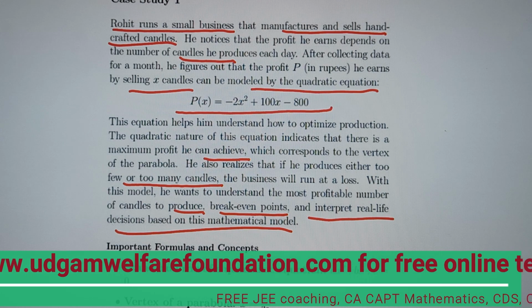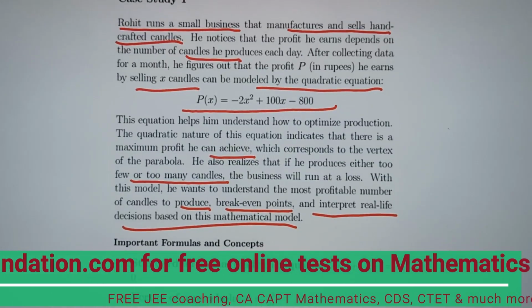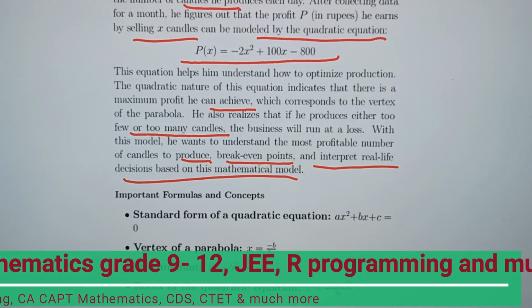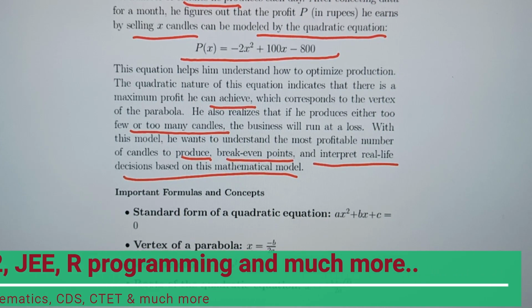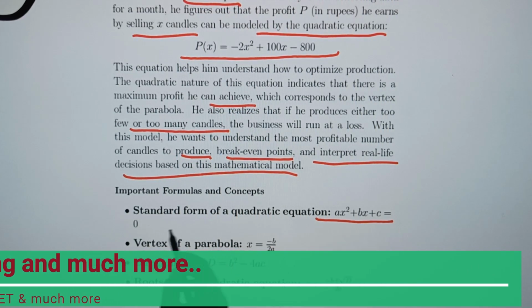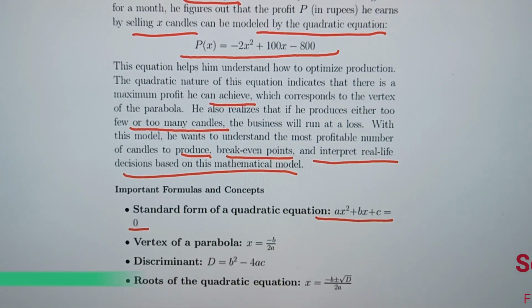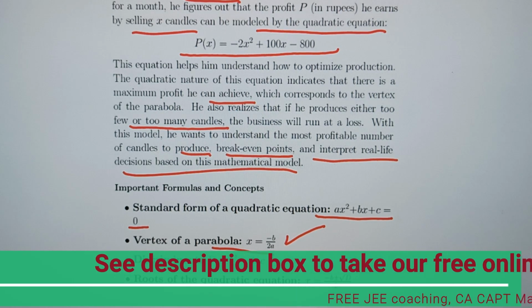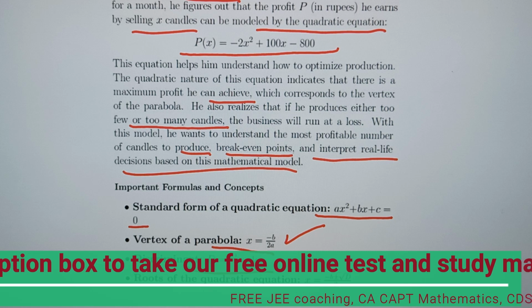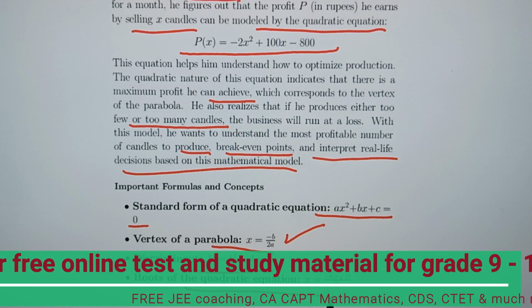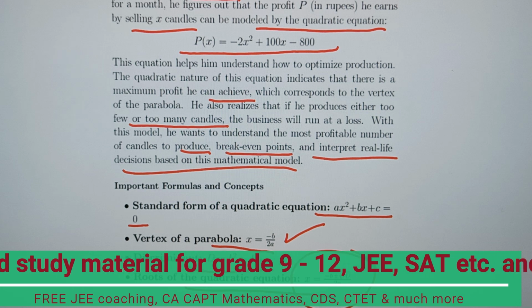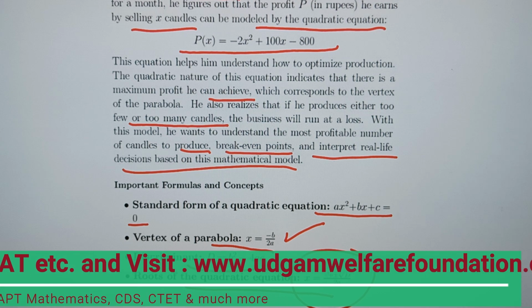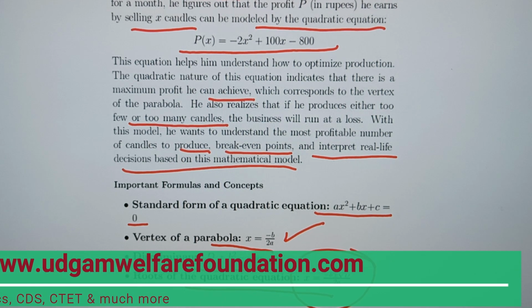So students, I have also mentioned a few important formulas and concepts related to this case study and this chapter. The standard form of a quadratic equation is ax² + bx + c = 0. The vertex of a parabola is at x = -b/2a. The discriminant is given by D = b² - 4ac, and the roots of the quadratic equation are given by x = (-b ± √D)/2a. So you have to memorize all these concepts and formulas.